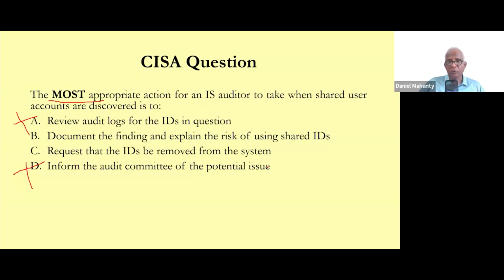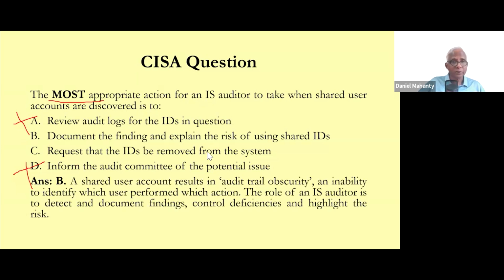Which do you think is the most appropriate thing that you would do as an auditor, right? First, you have to explain the risk. You may also recommend that this should be removed. But the most important thing is that you should explain the risk. So the best answer is B.